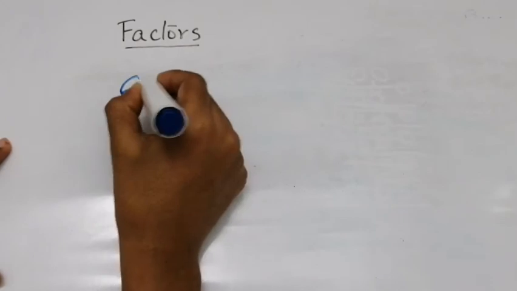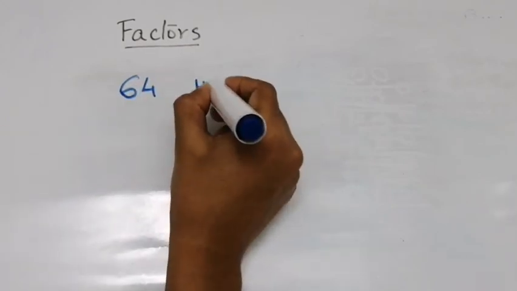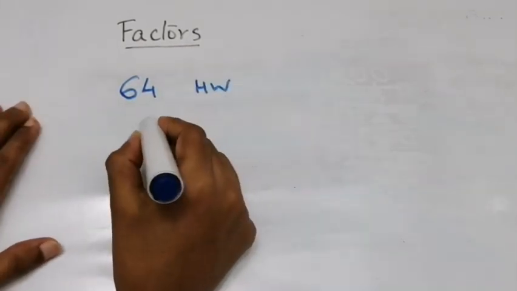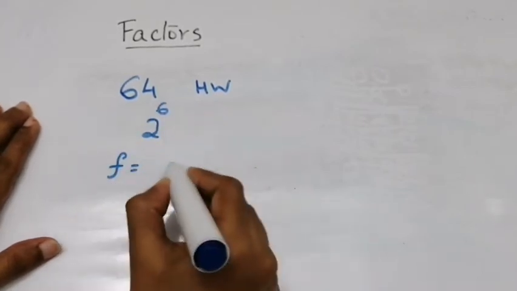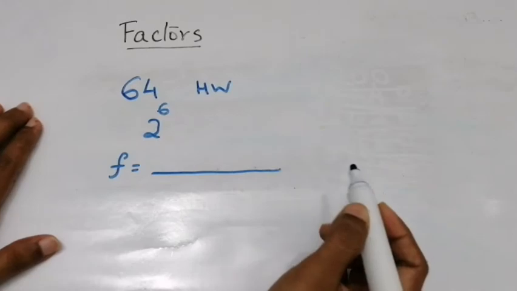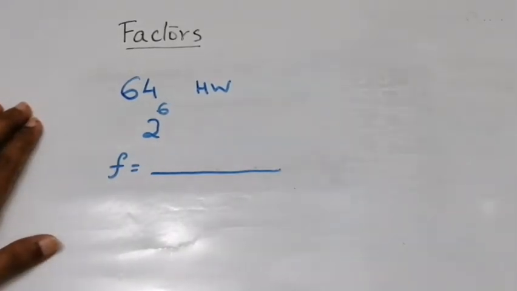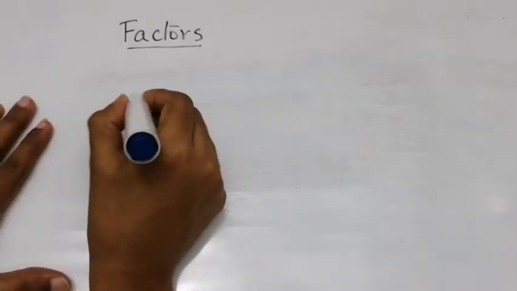Okay, now taking the next example of 64, this one you have to try to do by yourself. Here the answer you will get as 2 to the power 6, then you have to find all the factors. Okay, this is the homework for you.